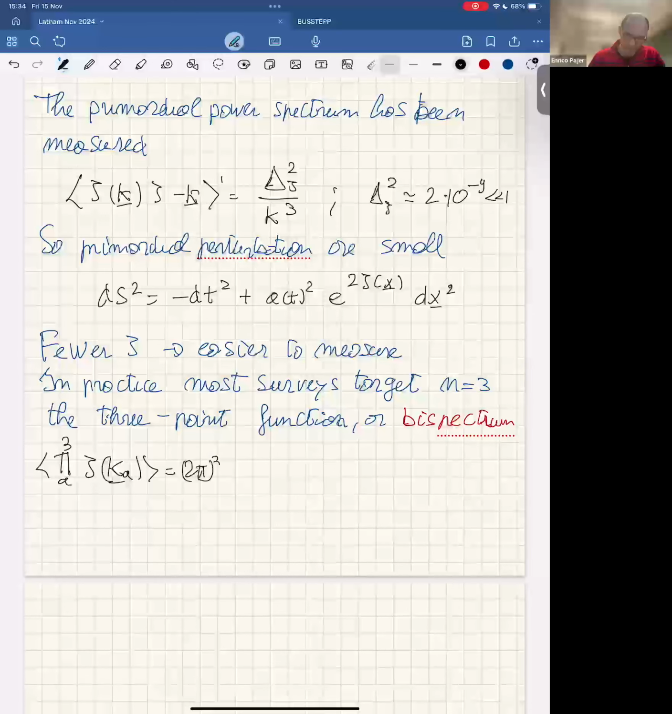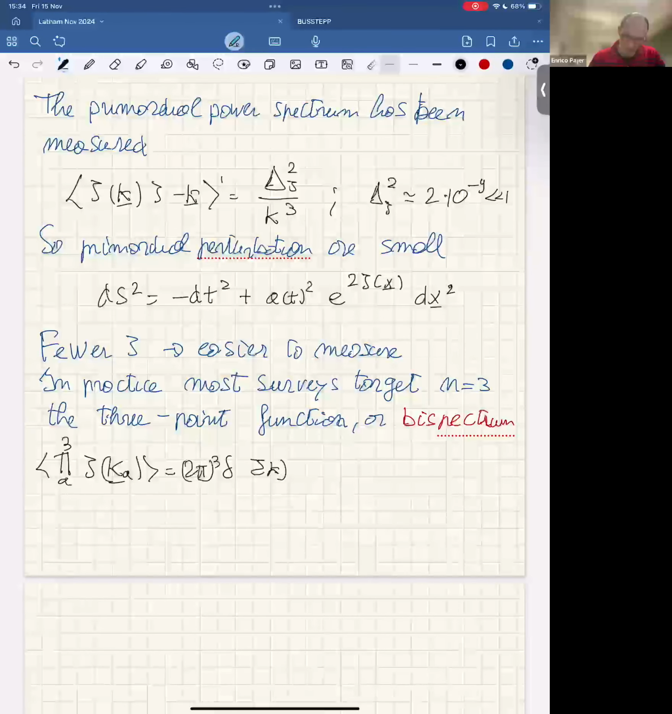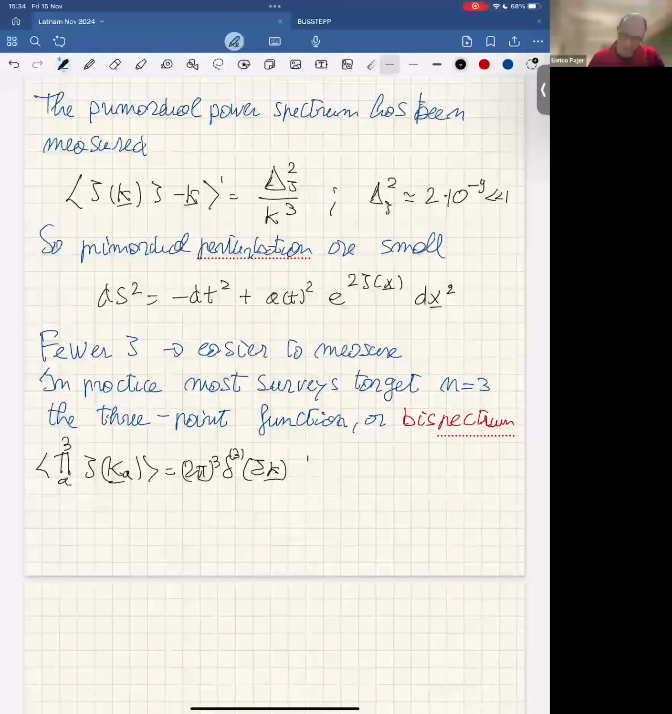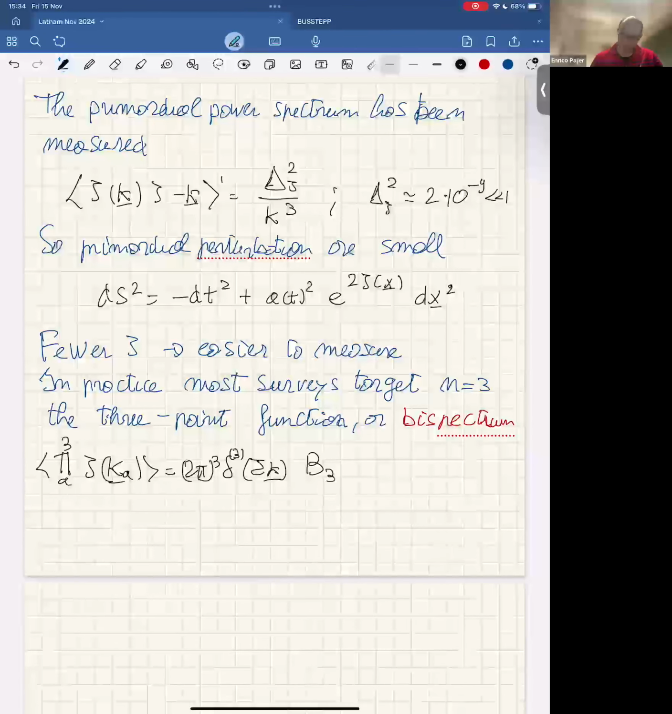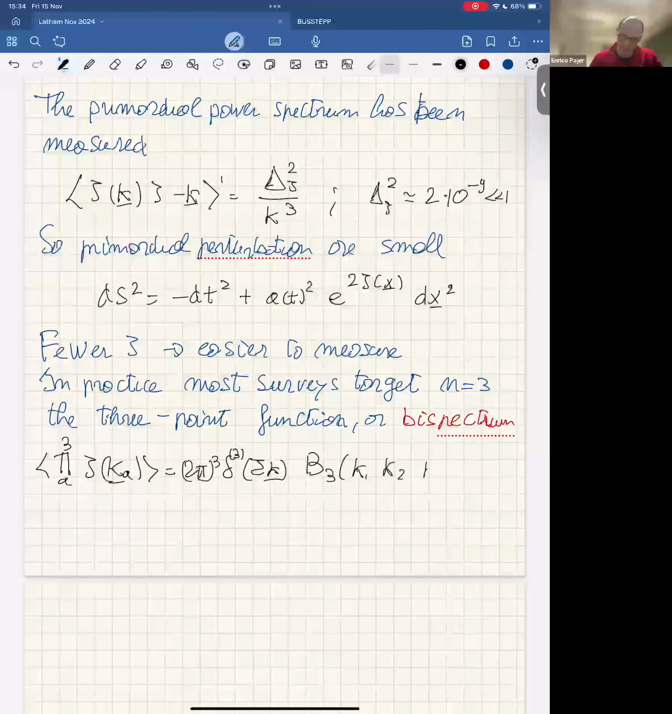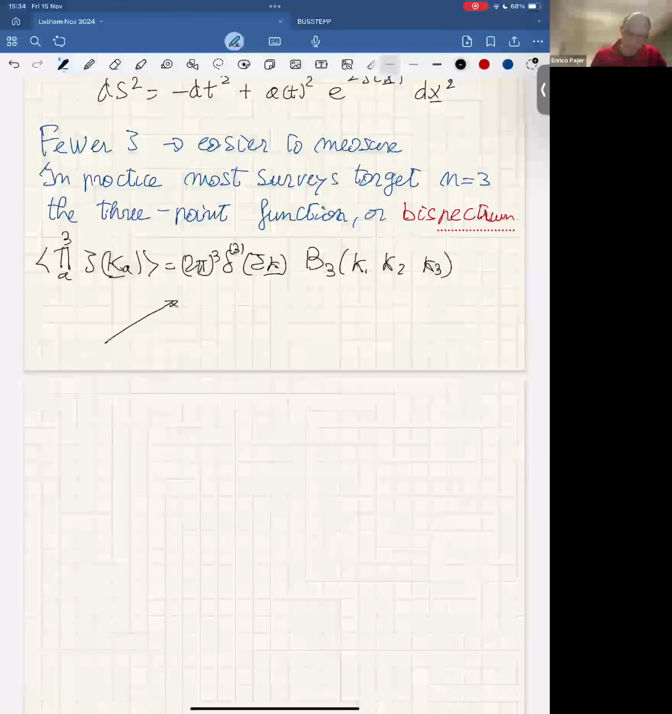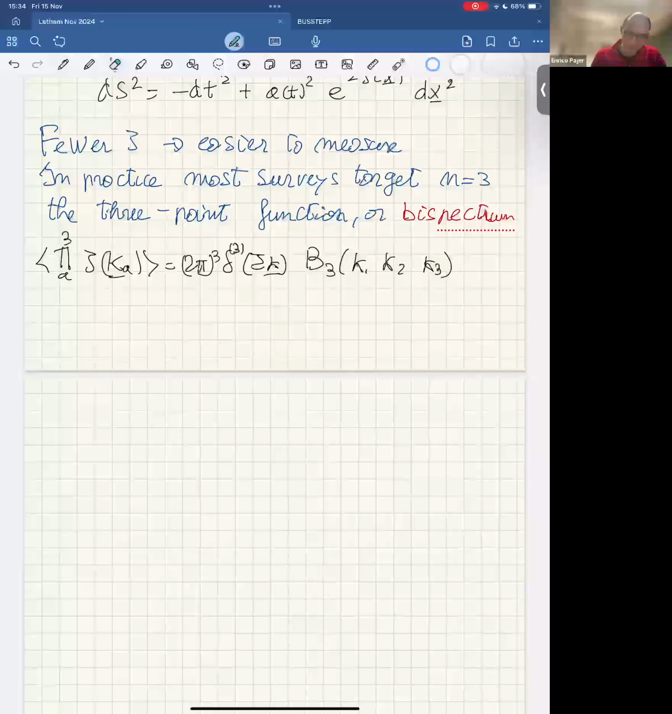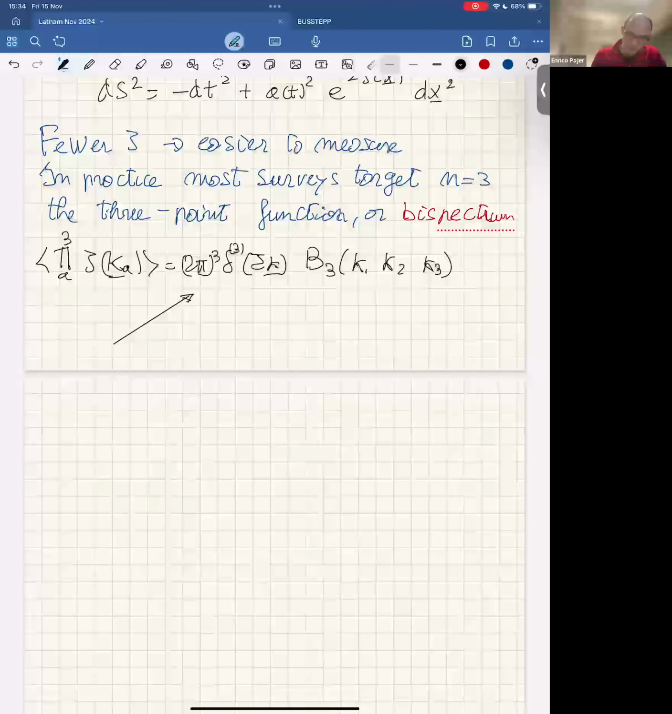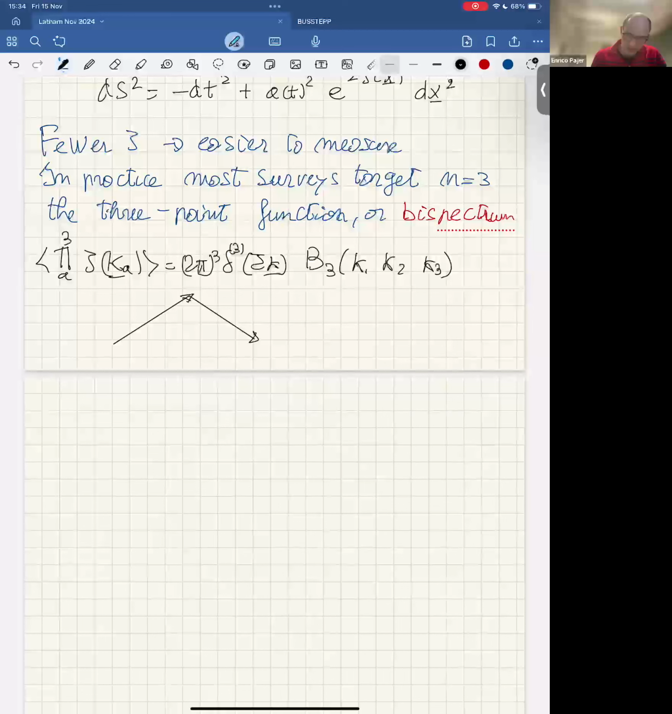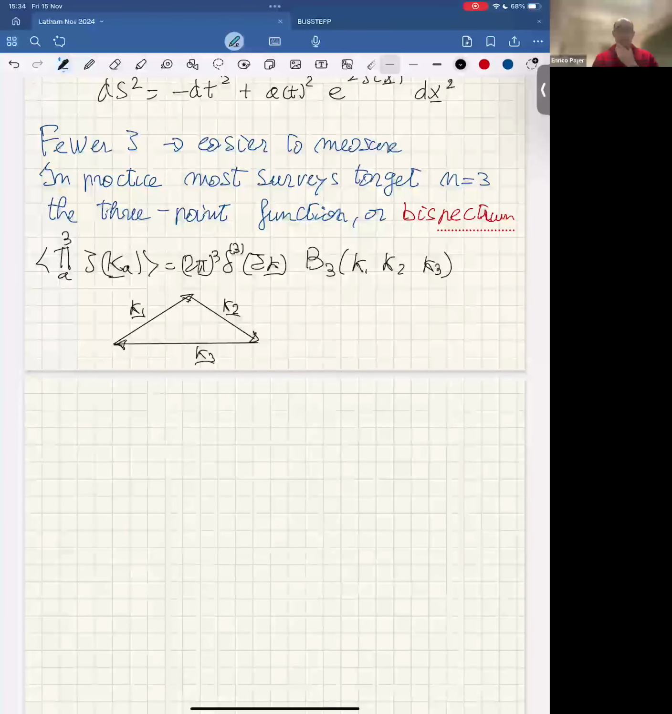This again has a delta function, like always, of momentum conservation. And it also has a 3-point function that depends on what these momenta are, K1, K2, and K3. Because these momenta, as vectors, have to close to form a triangle, I can specify any triangle by just giving the length of the vectors rather than this is K1 vector, this is K2 vector, this is K3 vector. They have to close a triangle because there is a delta function.